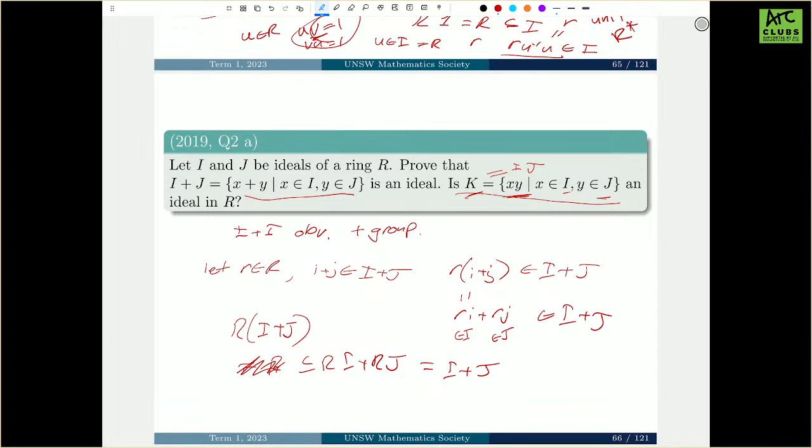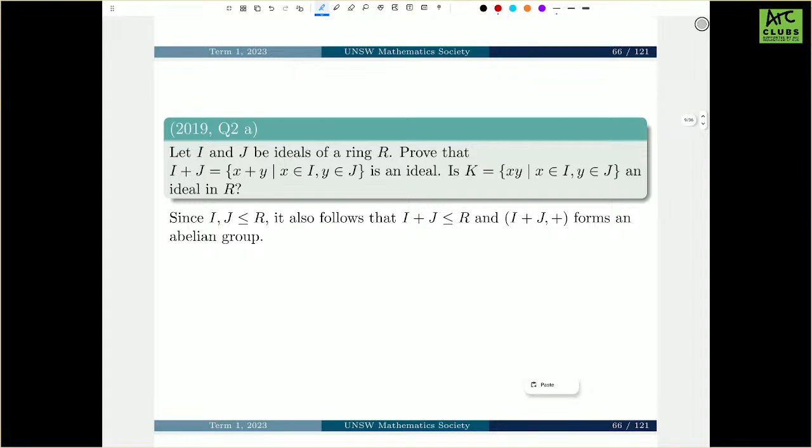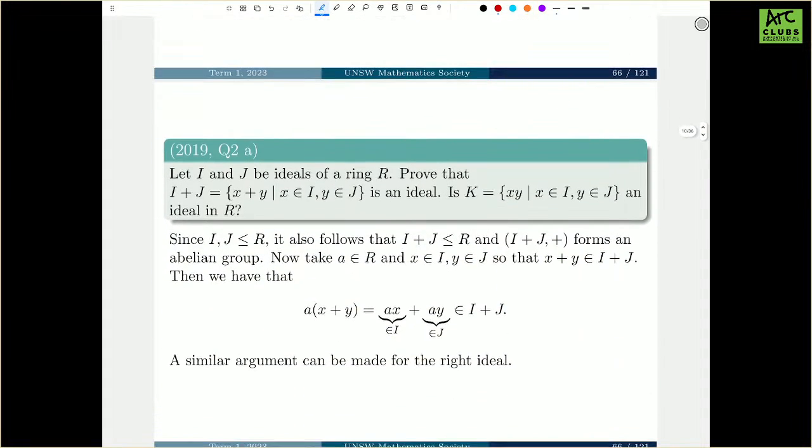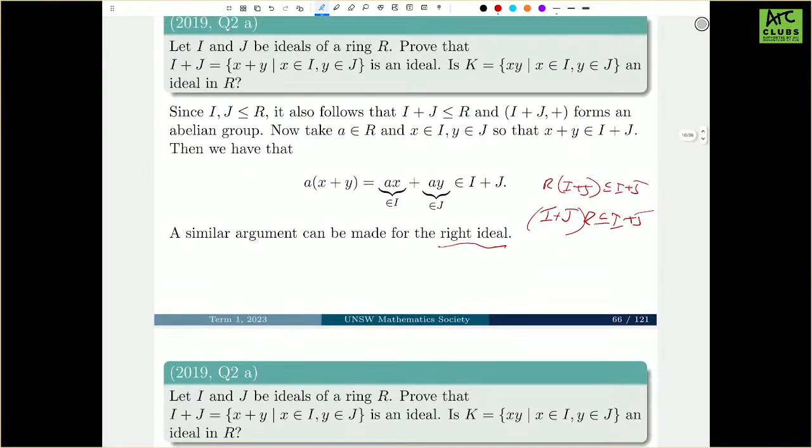Yeah. So then we see that I plus J is an ideal. Okay, let's just look at the proof that's written down here. We also have to consider the right ideal. So here we showed that R(I plus J) is a subset of I plus J, but we also have to show that it's closed under right multiplication. But basically the same argument holds for that.